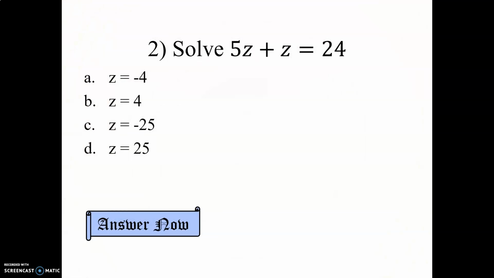5z plus z is equal to 24. And z should be equal to 4. 5z plus z is equal to 6z, and 6 times 4 would give us 24.